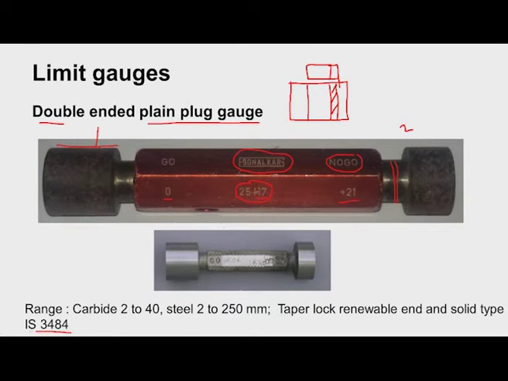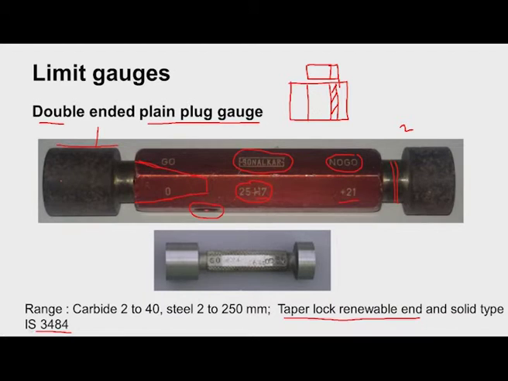Now we can observe one more thing here, in the handle we have a hole. So this is called taper lock renewable end. So this first red gauge is a taper lock renewable end. What is the meaning of taper lock? See here, this double ended gauging portion will have a tapered shank, and there will be a mating taper in the handle.